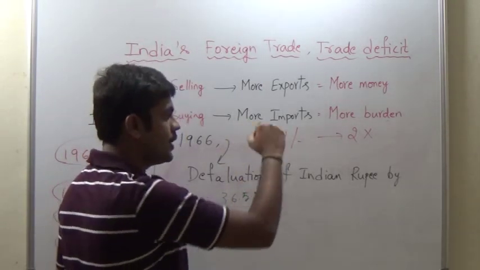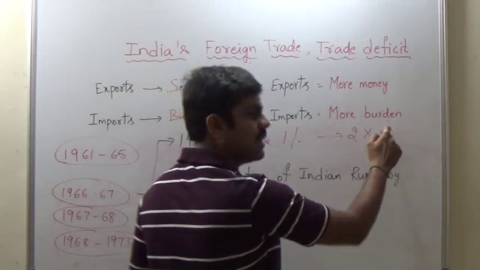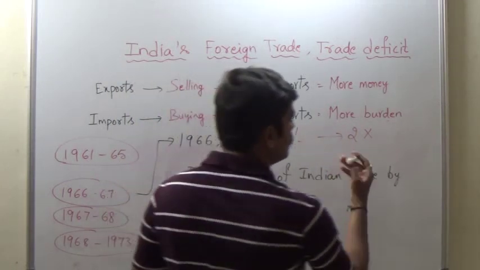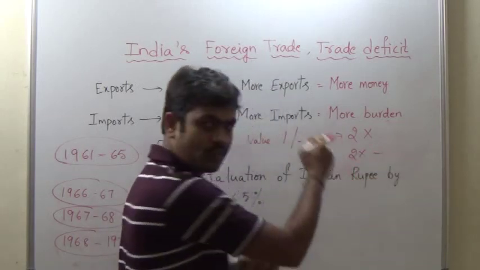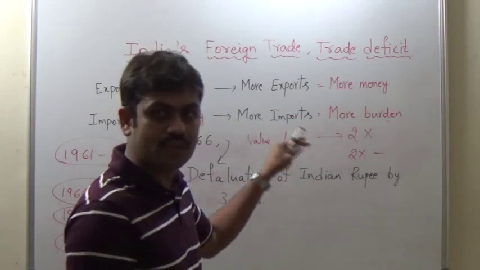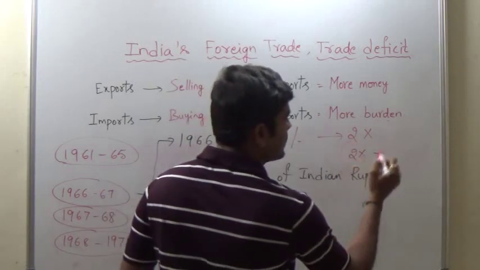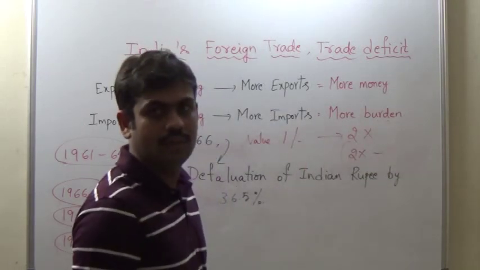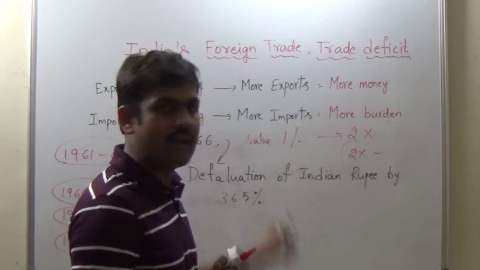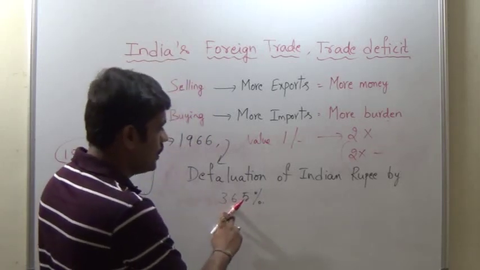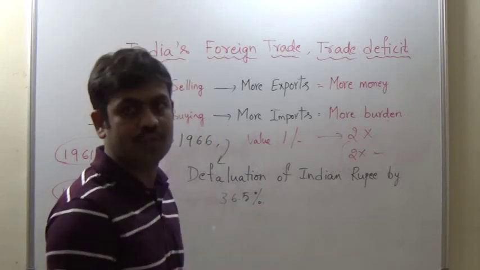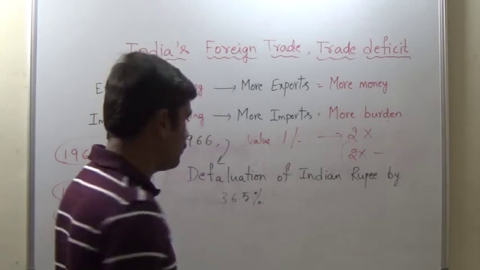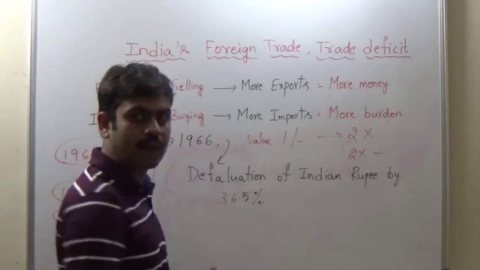Devaluing it means reducing the value of 1 rupee to something else than 2x. This is the value. Minus, that means we are reducing. Devaluing means reducing the value. So 2x minus something for which we are reducing the value. Here I already told you the devaluation of Indian rupee. That means the value of Indian rupee was reduced by government of India itself by a percentage of 36.5.